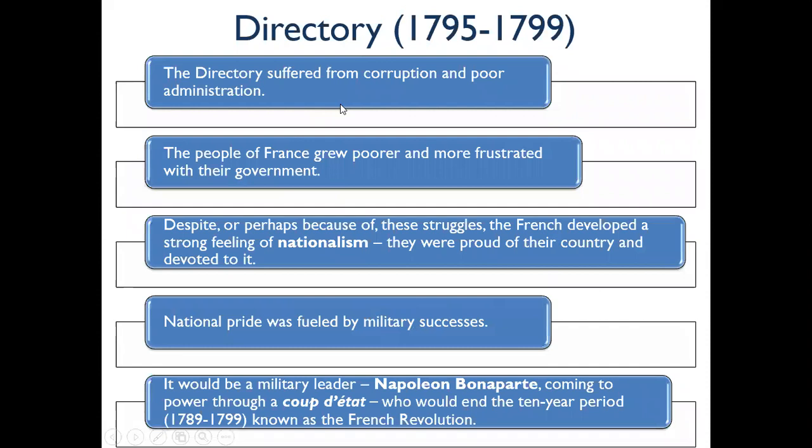So here the Directory suffered from corruption and poor administration. The people of France grew poorer and more frustrated with their government. Despite, or perhaps because of, these struggles, the French developed a strong feeling of nationalism. They were proud of their country and devoted to it. National pride was fueled by military success. It would be a military leader, Napoleon Bonaparte, coming to power through a coup d'etat, who would end the 10-year period, 1789 to 1799, known as the French Revolution. So these were the problems it was facing, but still people had the feeling of nationalism.